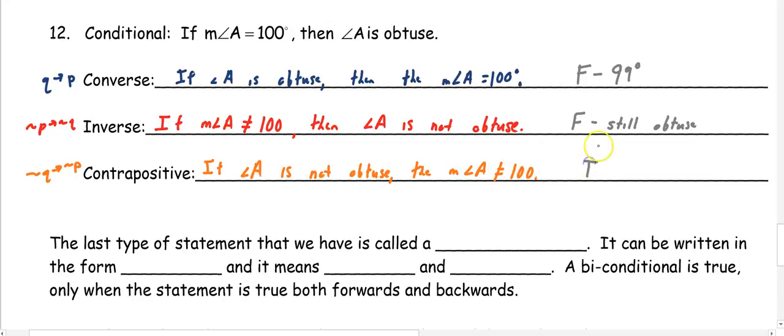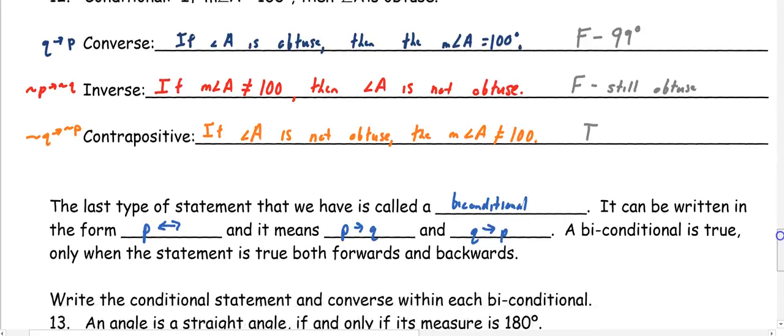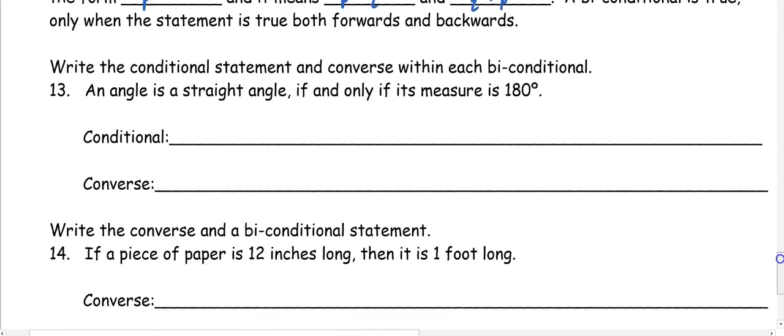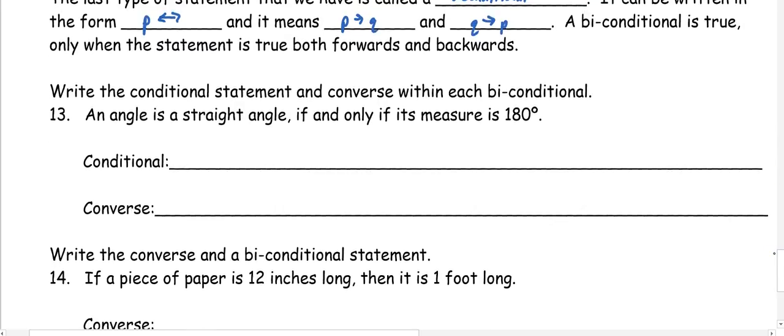The last type of statement that we have is a biconditional. It can still be written in the form P if and only if Q. This means that both P to Q and Q to P are true. So if a biconditional is true, it has to be true backwards and forward. Which means we have to have a true converse and a true conditional.